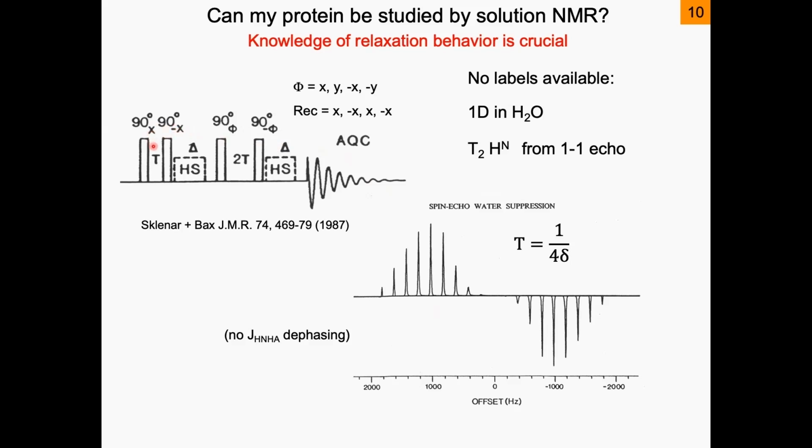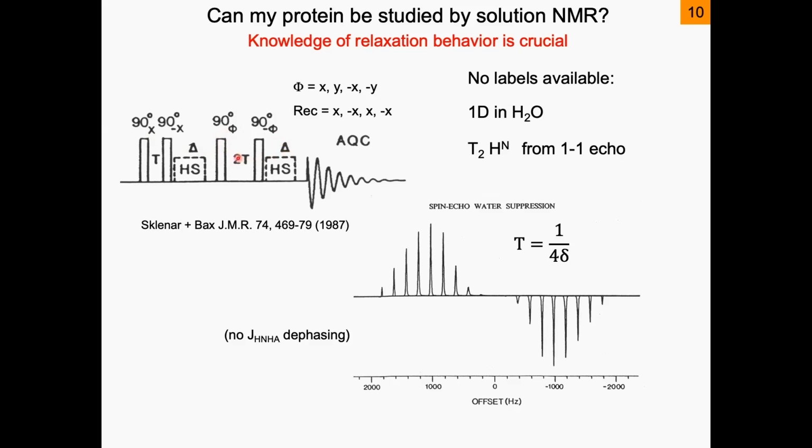This 90-degree X pulse on the proton is followed by a delay capital T, and then there's a 90-degree minus X pulse. Forget about this HS, it means homospoil. This was an old way of doing gradients, but we don't need this. Then there's a delay capital delta, and then a second pair of 90-degree pulses, basically also X, followed by 2 times T, then 90-degree minus X, and then there's a second delta delay.